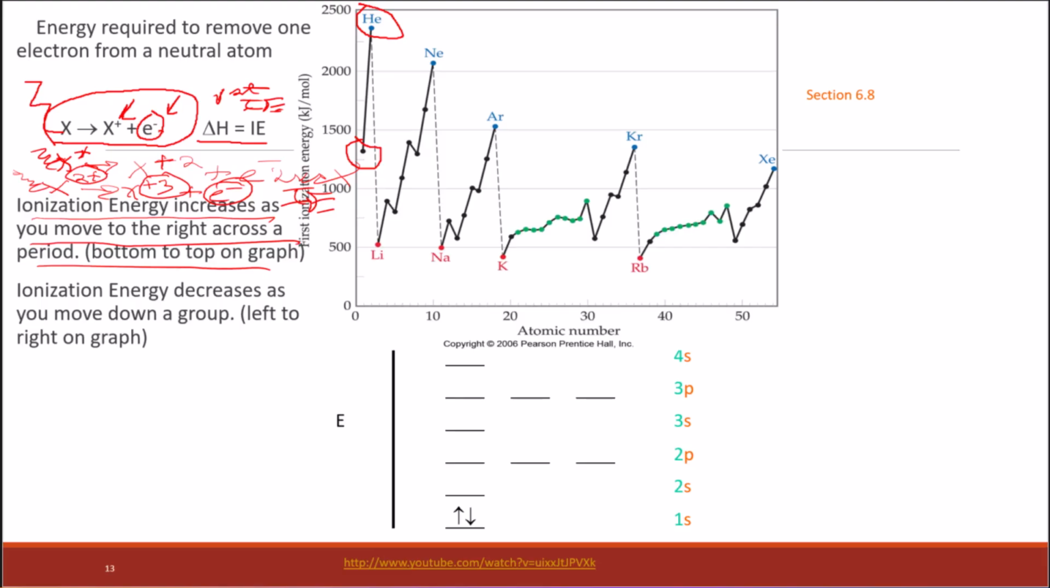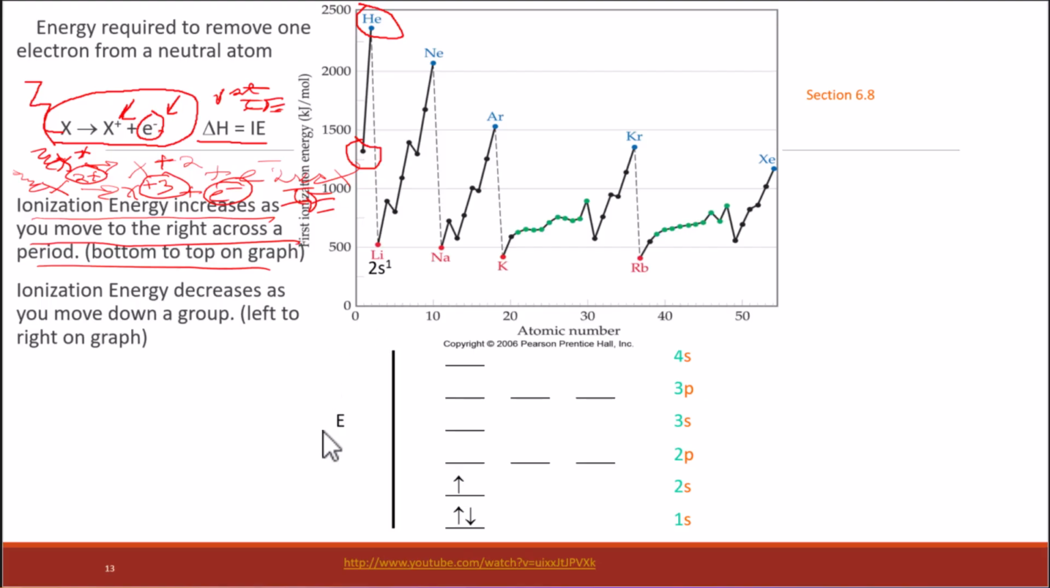Now we're going to drop down to lithium. Well, why does lithium have such a low ionization energy? Remember the electron configuration for the valence shell of lithium. It's only got one electron in that valence shell. It's a little further away from the nucleus. This is the 1s, this is the 2s, with this 2s1 electron. And so it doesn't take a lot of energy to remove that electron from the valence shell.